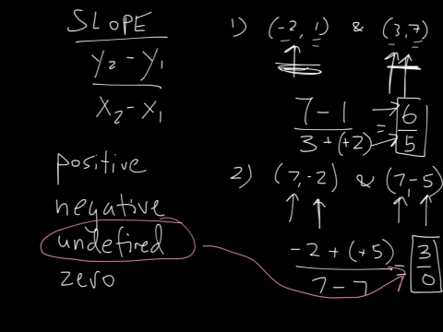Let's think about this for a second graphically. Graphically, a positive slope goes up from left to right. That's what the graph of that line would look like. A negative slope, from left to right, will go downward. An undefined slope is a slope that is vertical, and a 0 slope is a horizontally flat line.